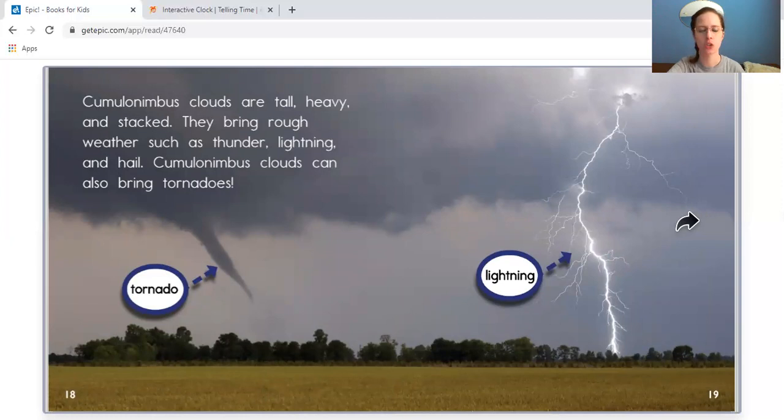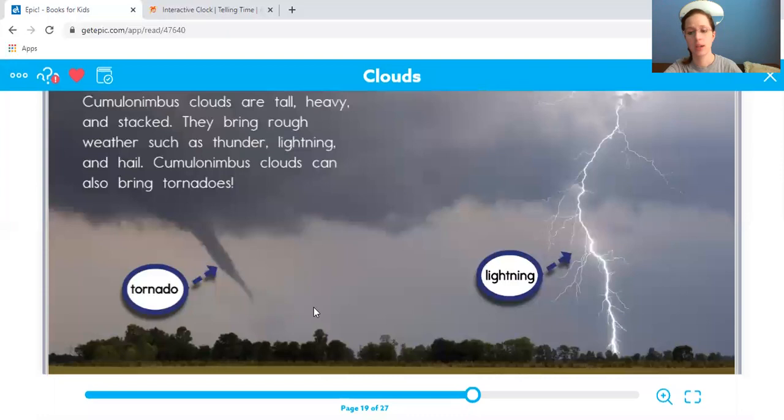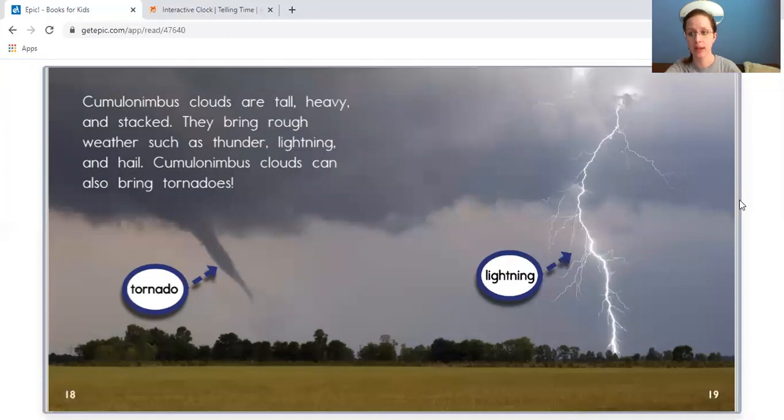Cumulonimbus clouds are tall, heavy, and stacked. They bring rough weather, such as thunder, lightning, and hail. Cumulonimbus clouds can also bring tornadoes. I think we've seen a few cumulonimbus clouds in the past few weeks, haven't we? We've seen some rough weather clouds lately. Praise the Lord that we stayed safe though.